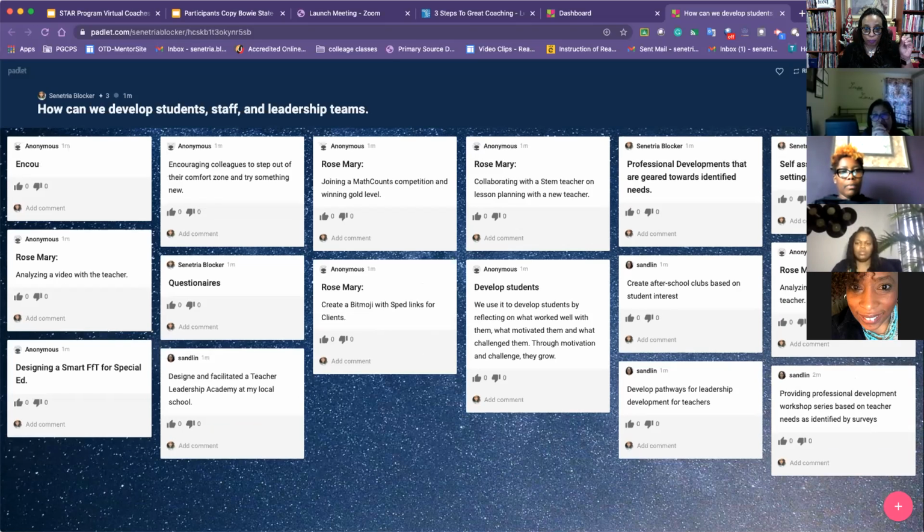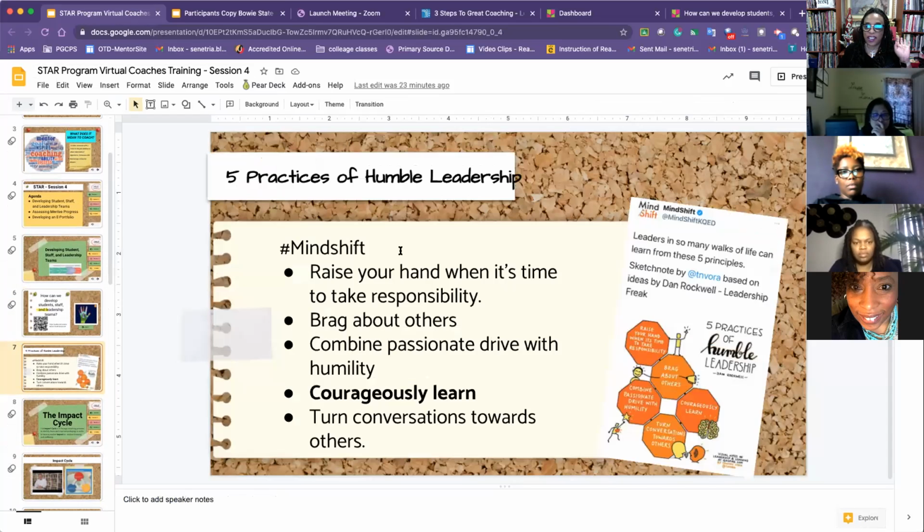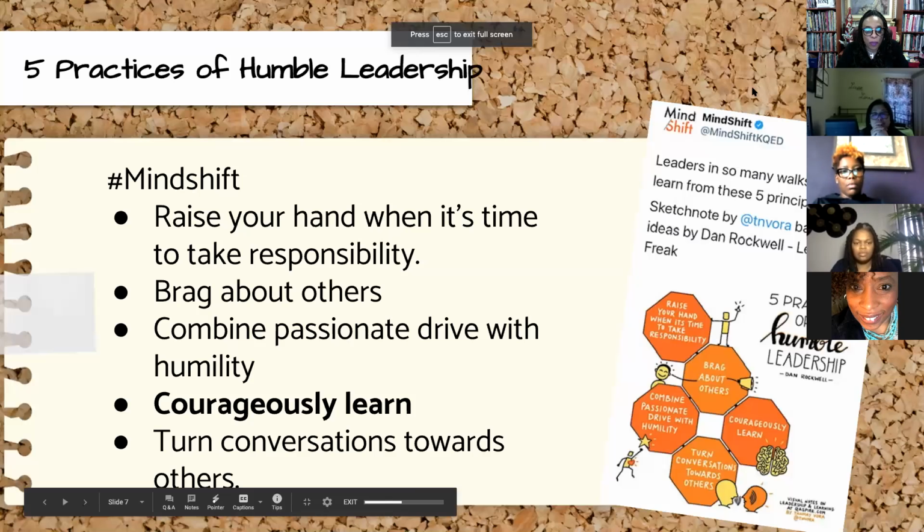I love it. We can develop our students by reflecting on what worked well with them, what motivated them, and what challenged them. Those motivations and challenges, those help them grow. So all of these are things that we are going to do. I didn't have a doubt that we would have an understanding of that. So I'm going to jump back into presentation mode.